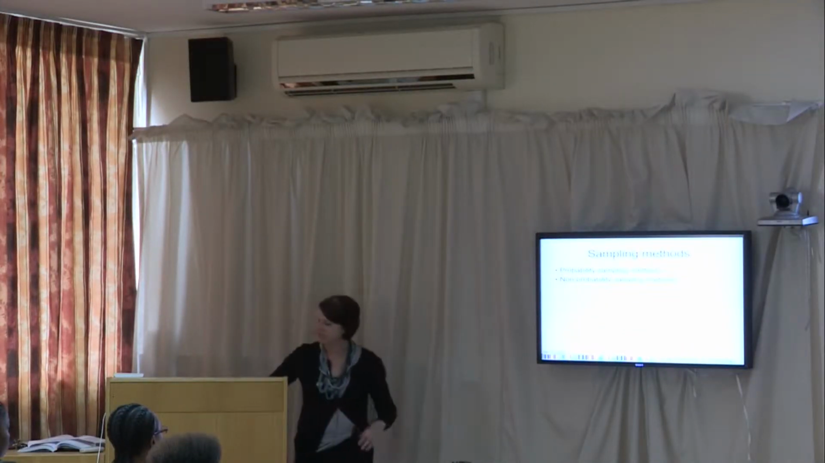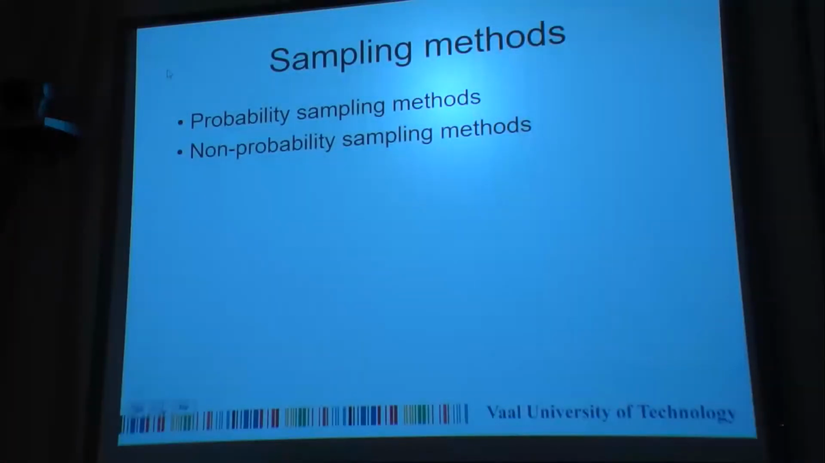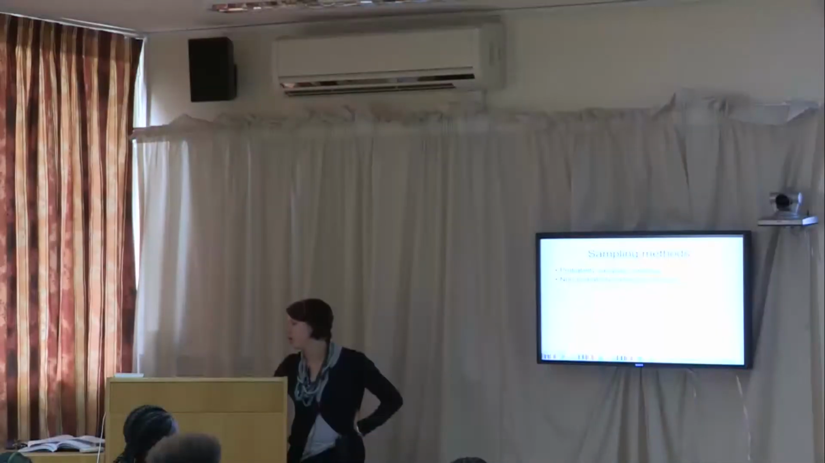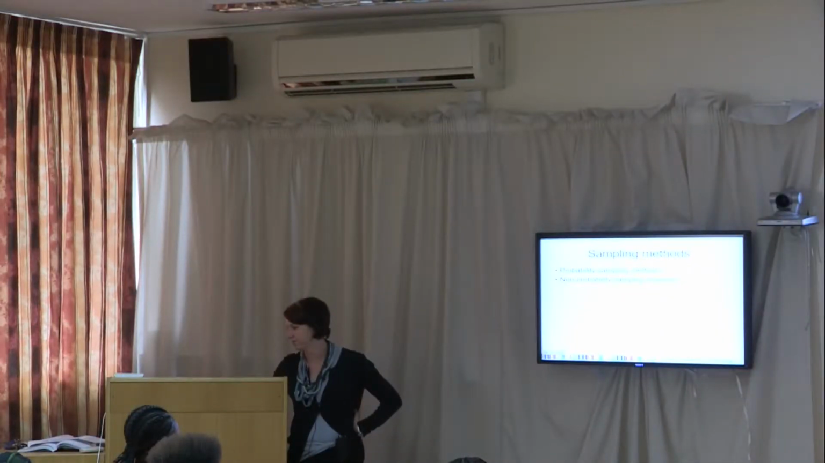So as I've said, there's two major classifications of sampling. Probability sampling. If you hear the word probability, you can immediately think of representative. It's representative of the population, or it contributes to the representativeness of your population. Whereas non-probability sampling methods are not necessarily representative of a population.